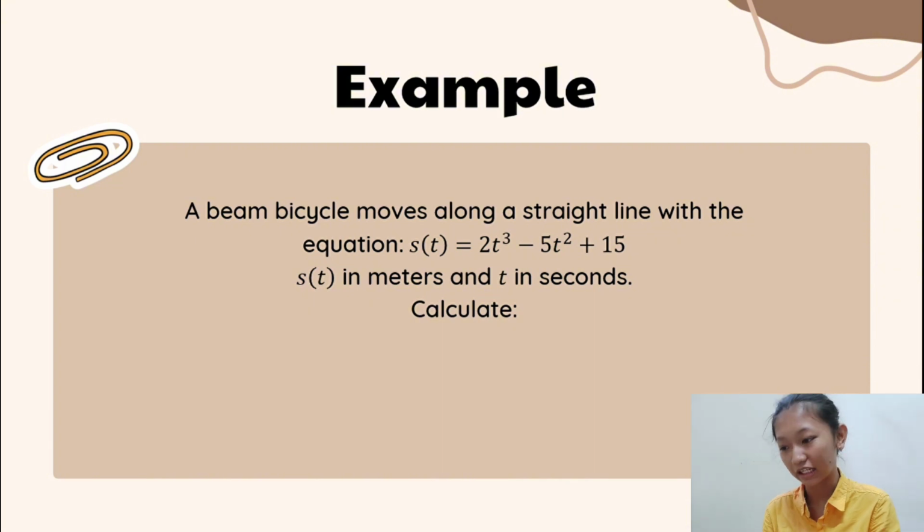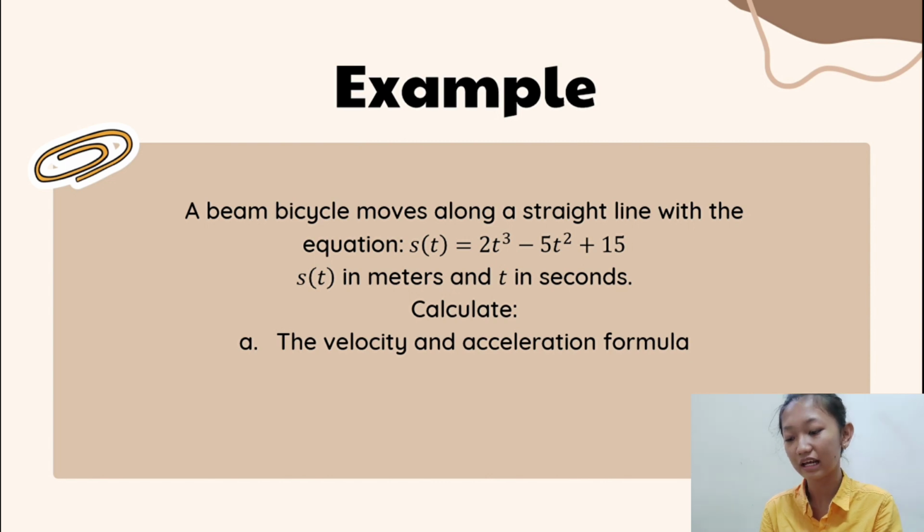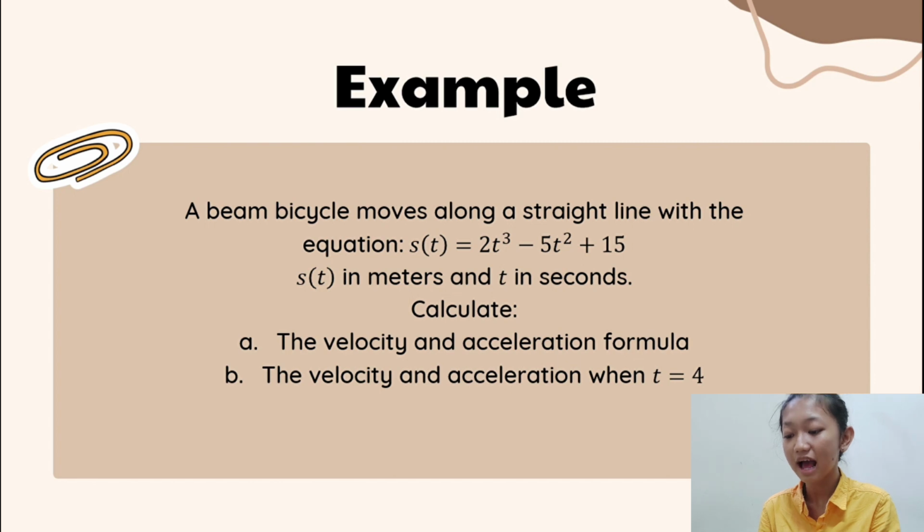A bicycle moves along a straight line with the equation s(t) = 2t^3 - 5t^2 + 15, with s in meters and t in seconds. Calculate: A, the velocity and acceleration formula. B, the velocity and acceleration when t equals 4. C, at what t does the bicycle stop?